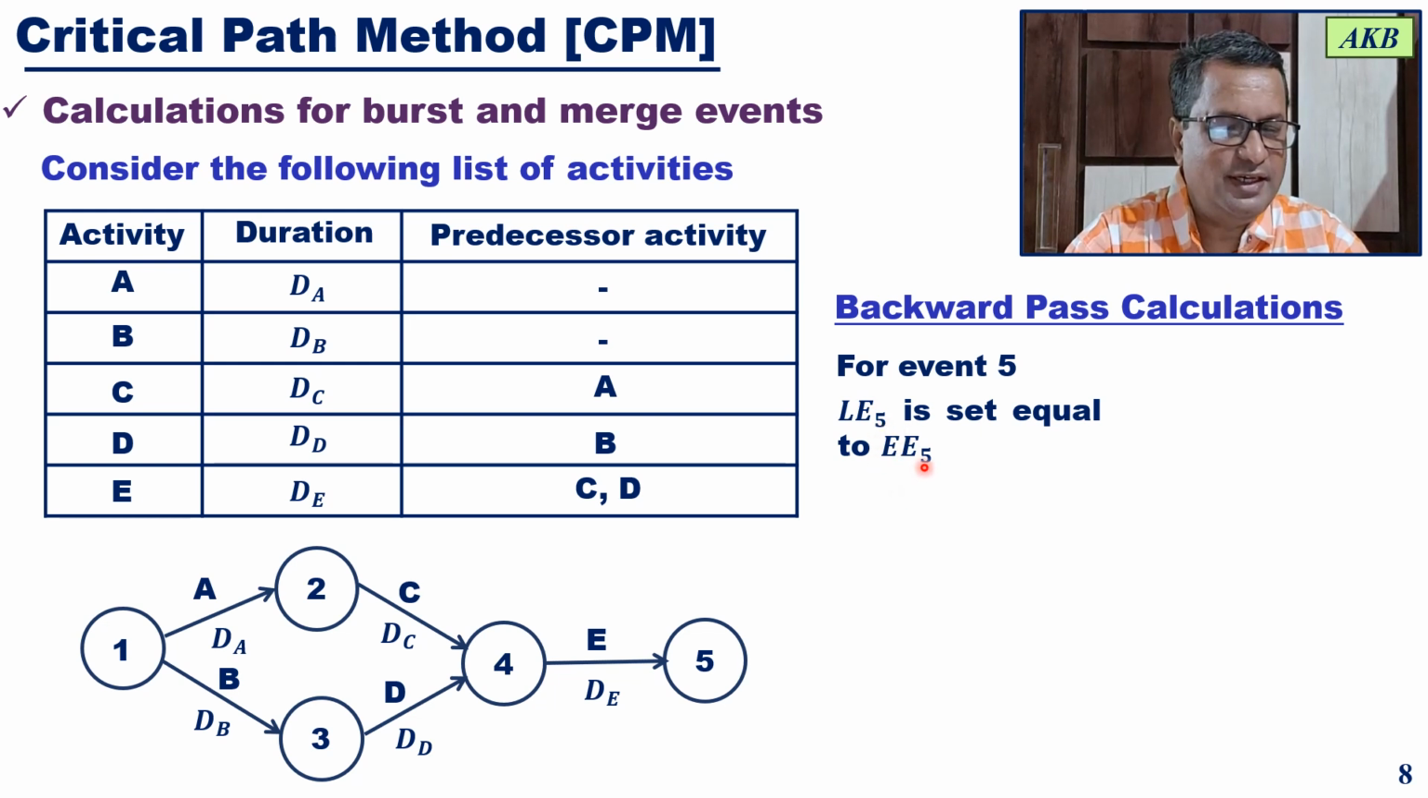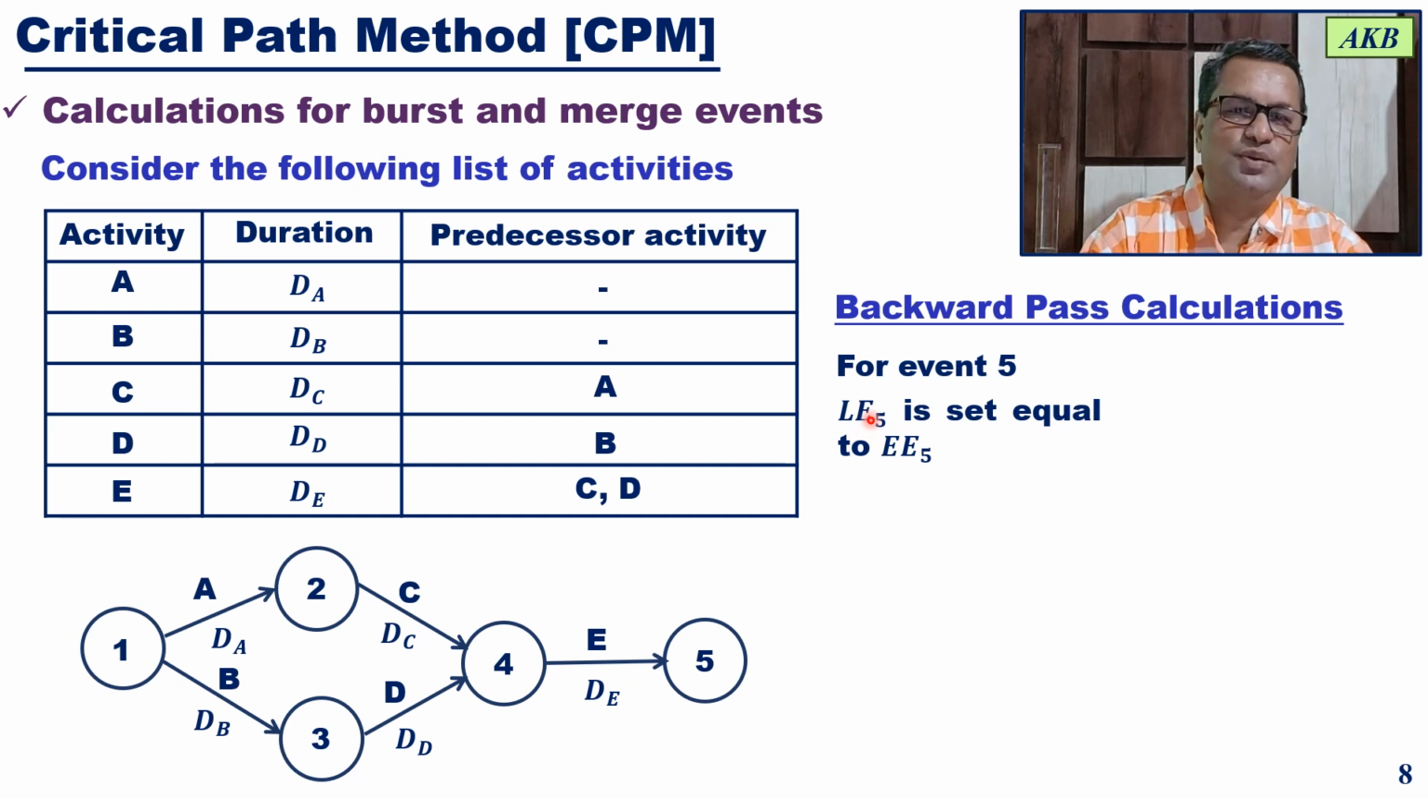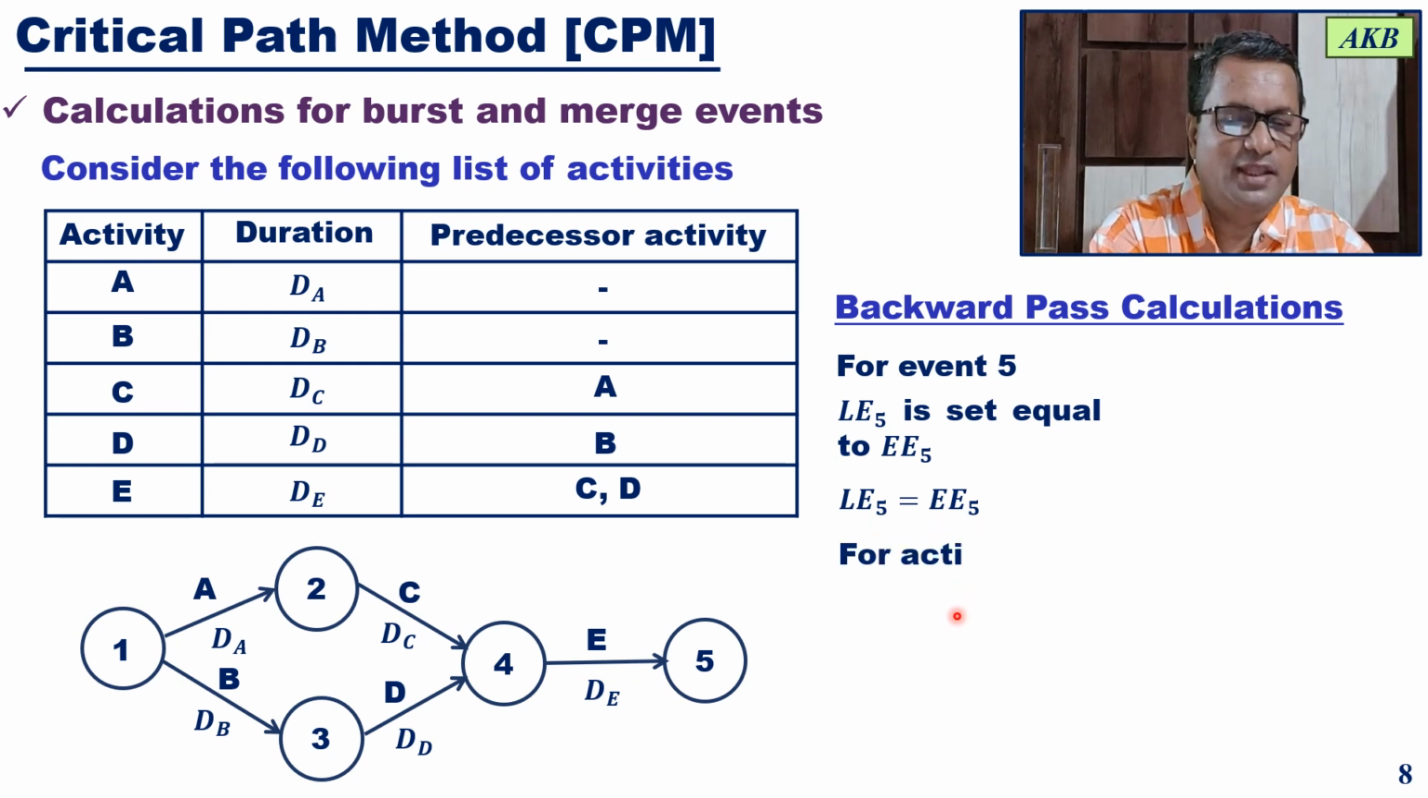The earliest event time is equal to the latest event time. For the last event, the earliest event time is equal to the latest event time. So LE5, the latest event time for event 5, is set equal to the earliest event time for event 5. Then move to activity E.